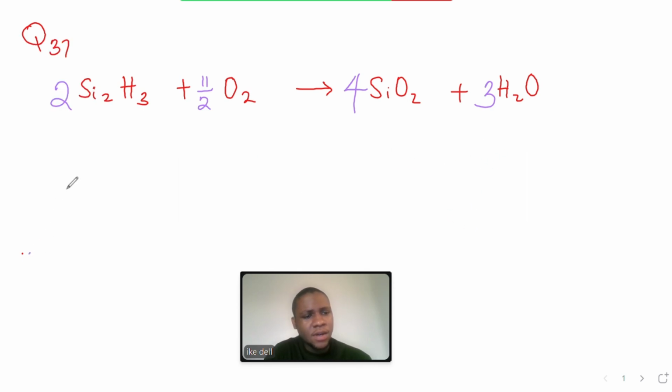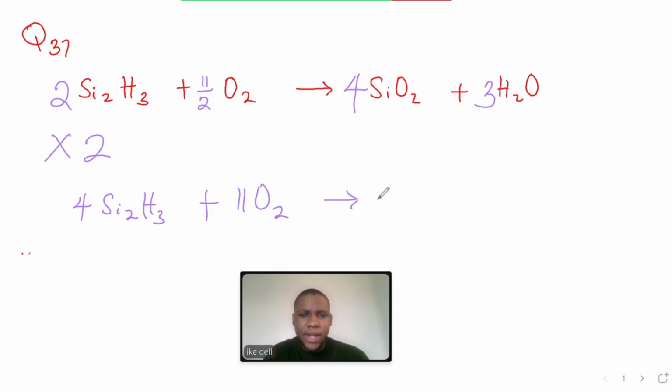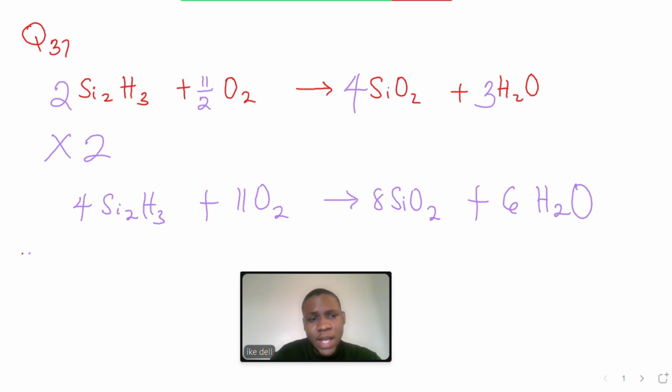And then I guess I would multiply through by 2 to take off the fraction, so that I would then have 4Si2H3 plus 11O2, and then I would have 8SiO2 plus, what else? I'm multiplying by 2, so that should be 6H2O. And that should be the answer.